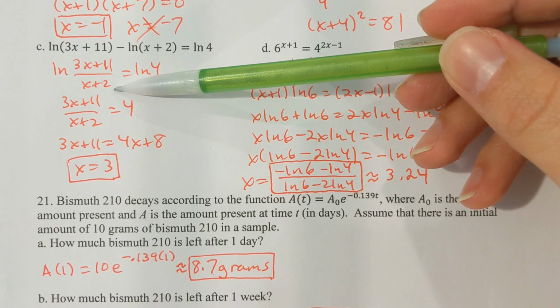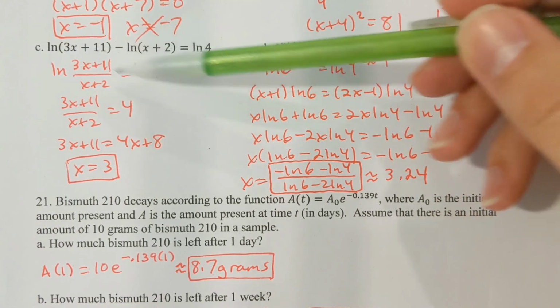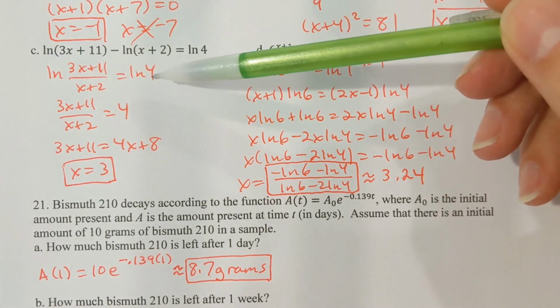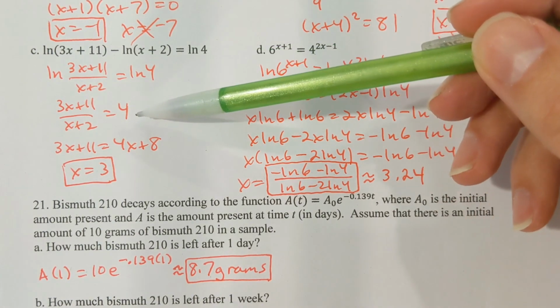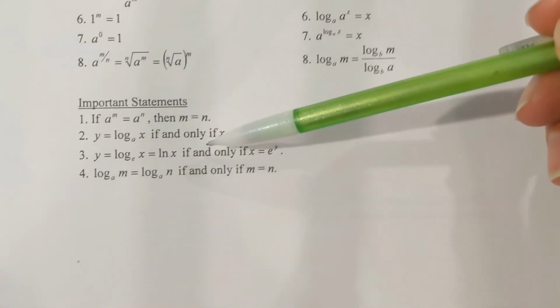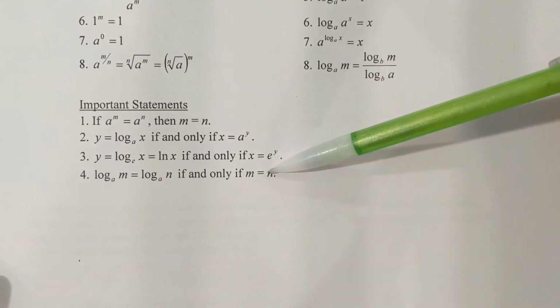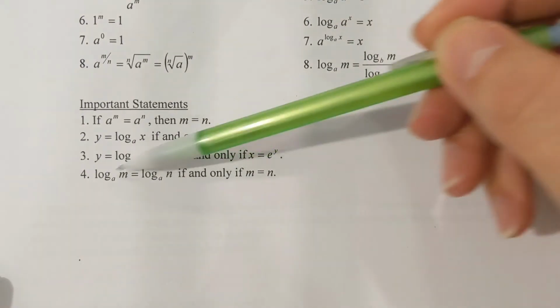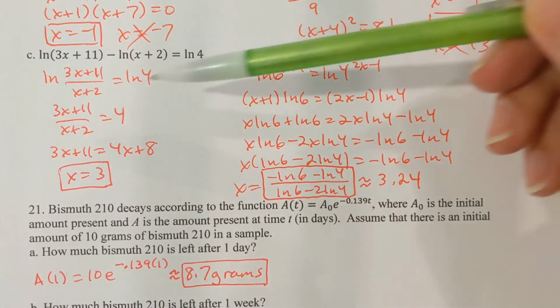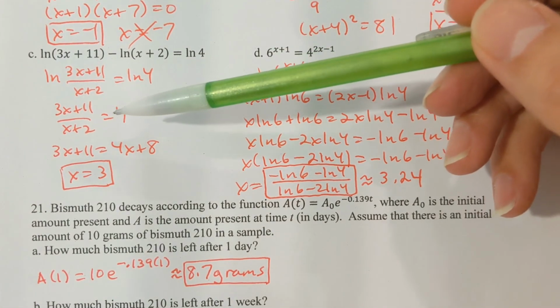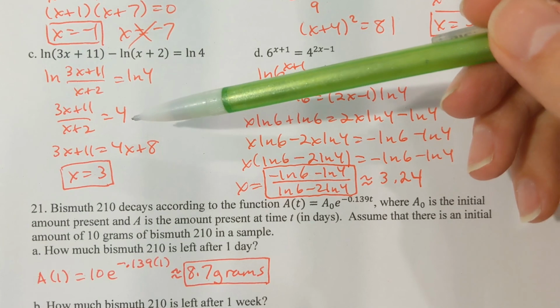Now I've got ln notation on both sides of this equation, so I can remove the logarithmic notation and set the inner terms to be equal. That was the last statement there on that sheet that I gave you. You can remove the logarithmic notation and set the inner terms to be equal, as long as it's the same base on both sides, okay? Which it is here. And now, we no longer have logarithmic notation there, which is good.